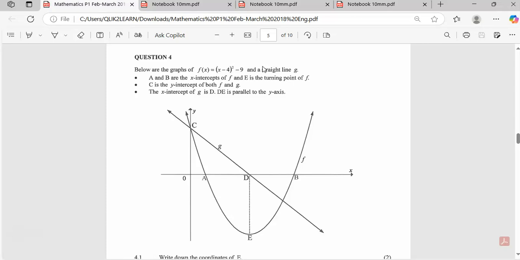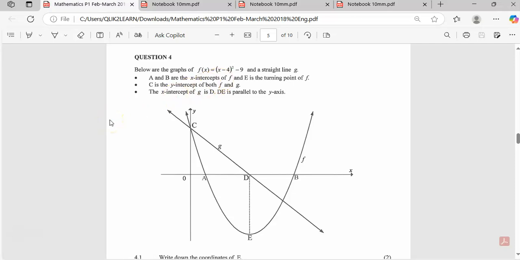They say that below, we have the graph of f of x, which is (x minus 4) squared minus 9, and a straight line g. A and B are the x-intercepts of f, and E is the turning point of f. We are also given C as the y-intercept for both f and g. The x-intercept of g is D, and DE is parallel to the y-axis.